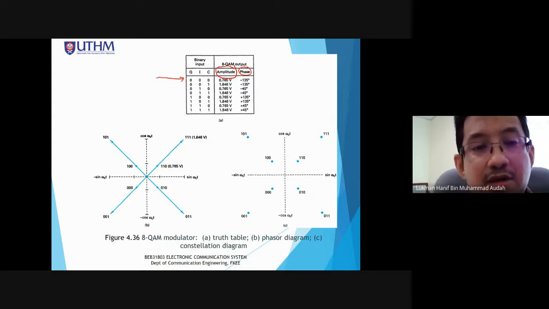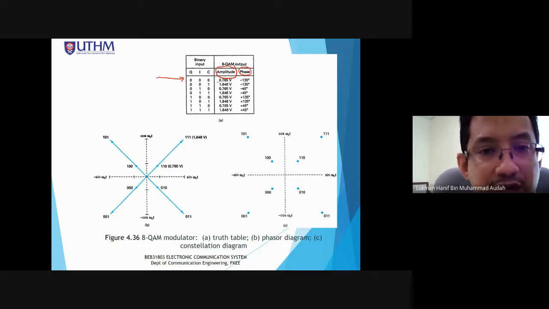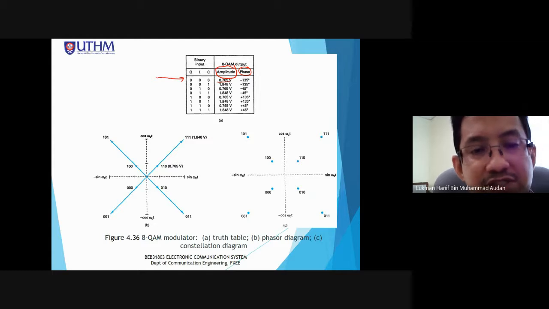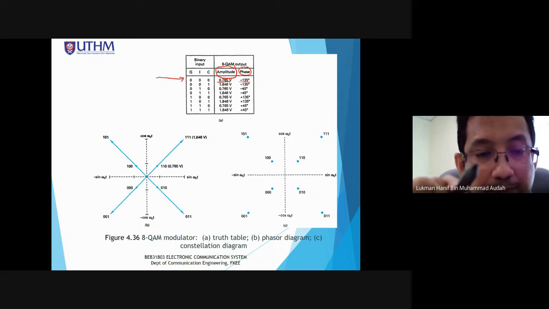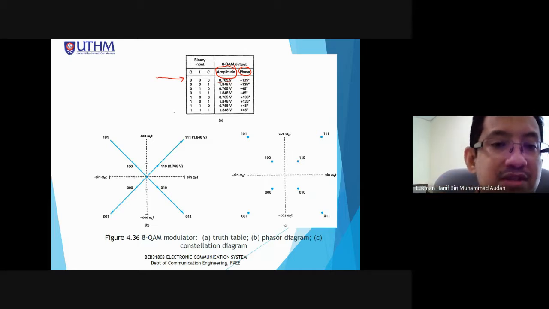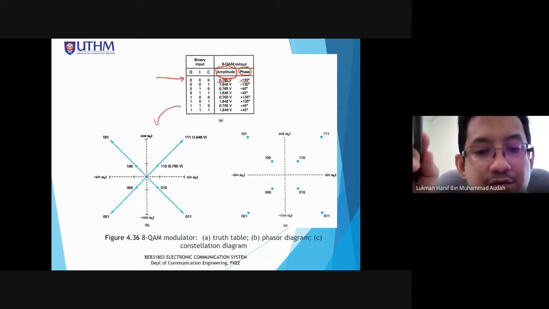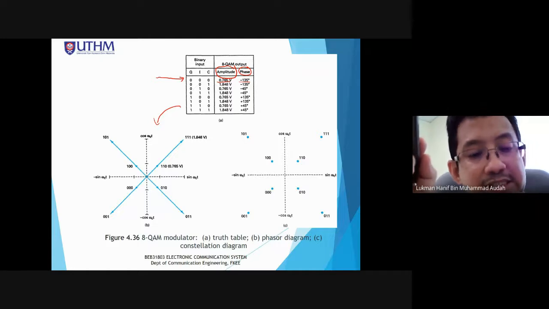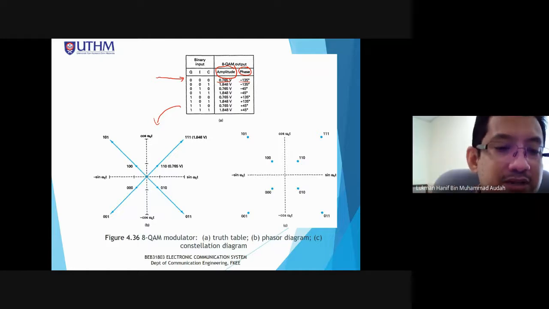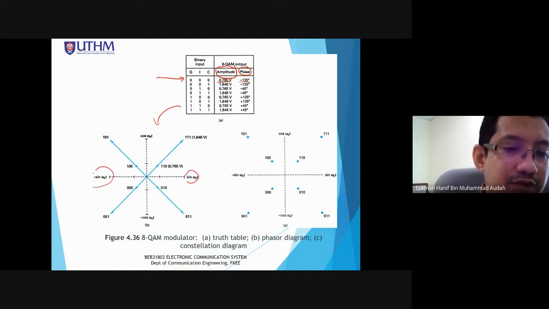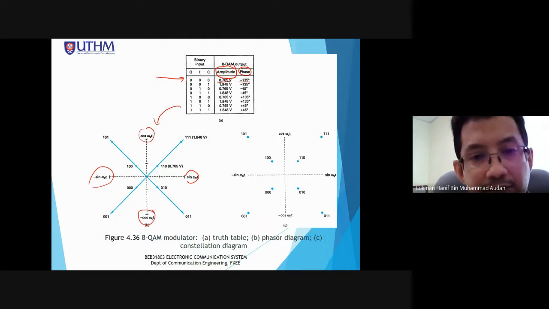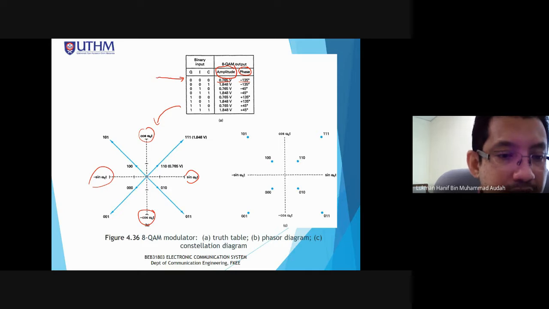Amplitude and phase. For the first, we get the amplitude 0.765 dan fasanya adalah negatif 135. Daripada sini baru kita terbitkan phasor diagram, gambar rajah anak panah. So gambar rajah anak panah ni macam ni. So kamu lihat gambar rajah yang ni ada positive sign, negative sign over here, positive cos, negative cos. So kita dah lihat daripada sini negatif 135 dia berada di sini.